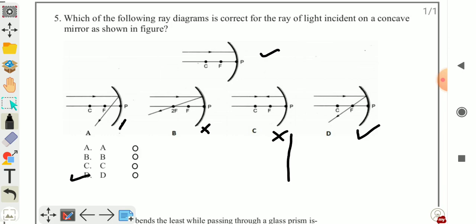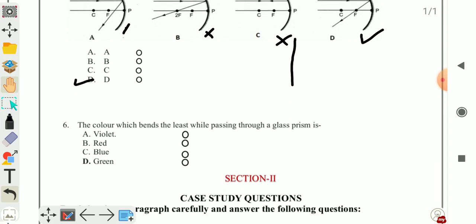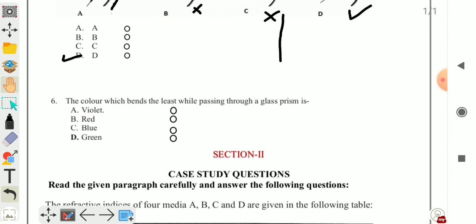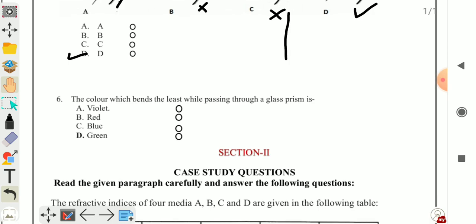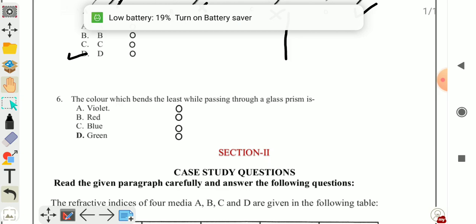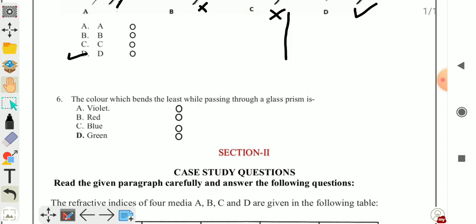Your next question, question number 6. The color of which bends the least while passing through a glass prism? जब glass prism से light rays pass होती हैं तो which color bends least while passing through a glass prism? A. Violet, B. Red, C. Blue and D. Green. Which color bends least? So this color is red. So you have to choose option B.